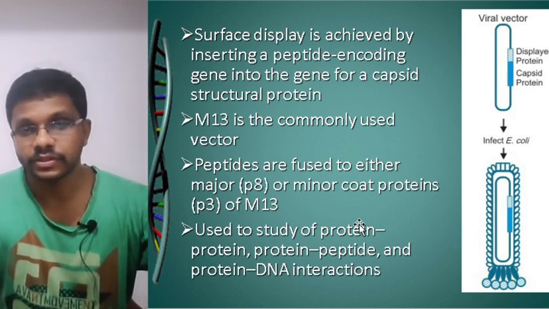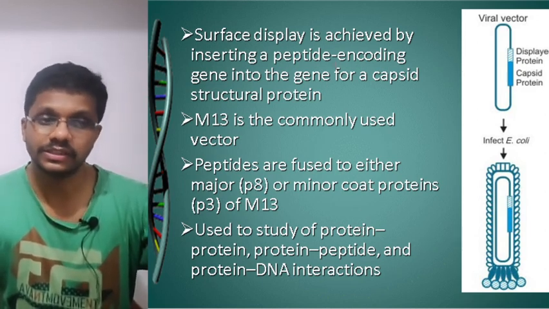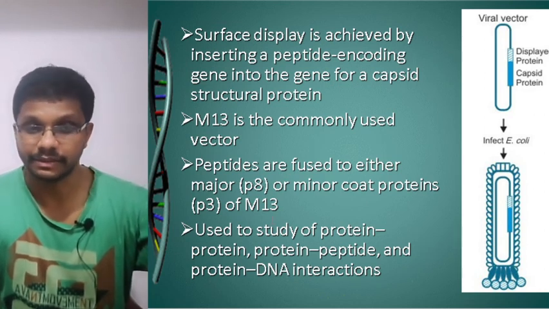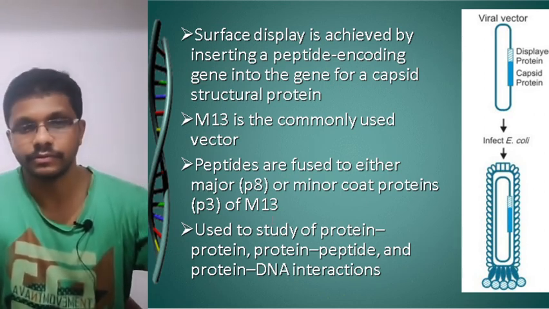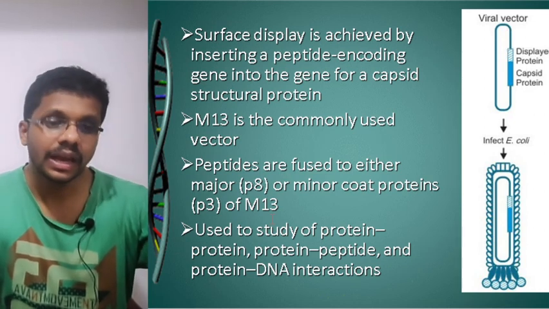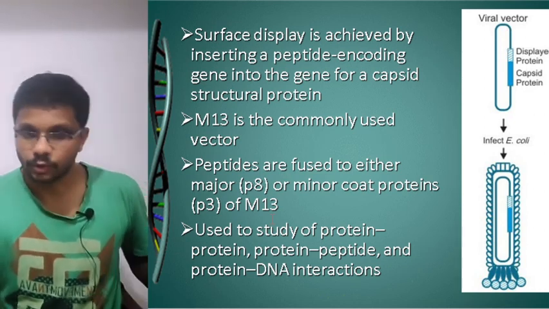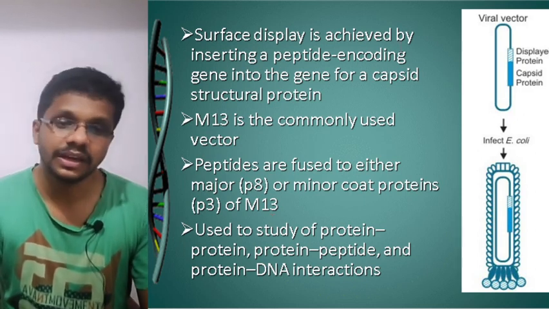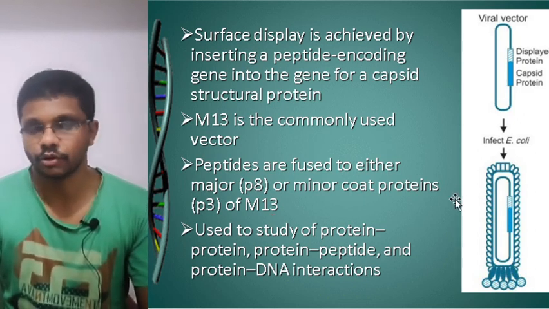The most commonly used vector for fusion protein production is the M13 vector. M13 has two different proteins, P8 and P3. We can make fusion proteins with P8 or P3, and it can be used to study protein-protein interaction, protein-peptide interaction, and protein-DNA interaction. It's a very useful system for finding recombinants.